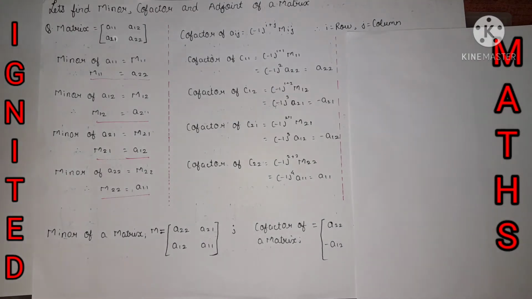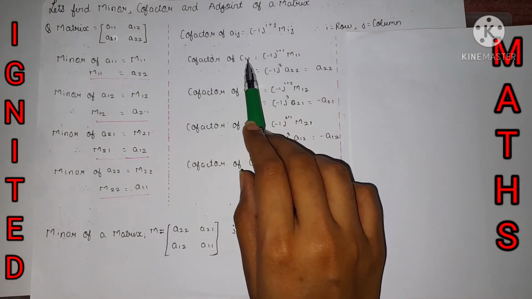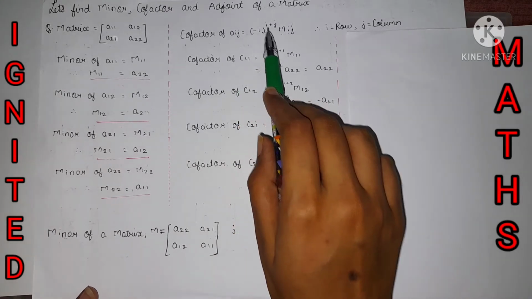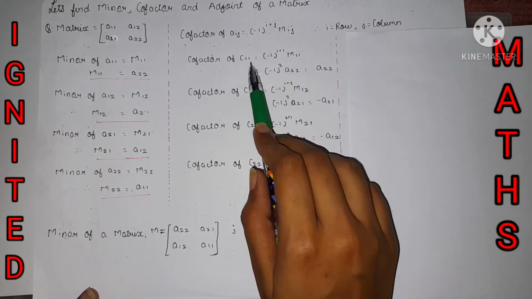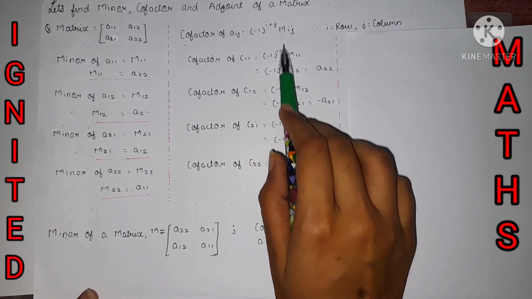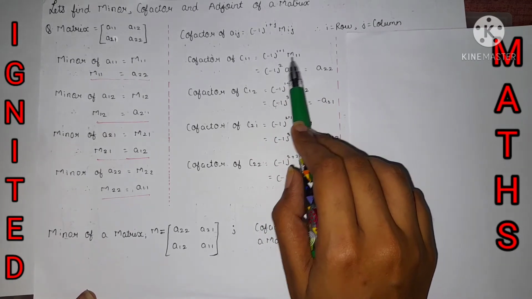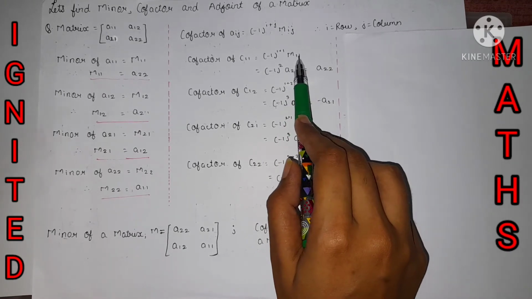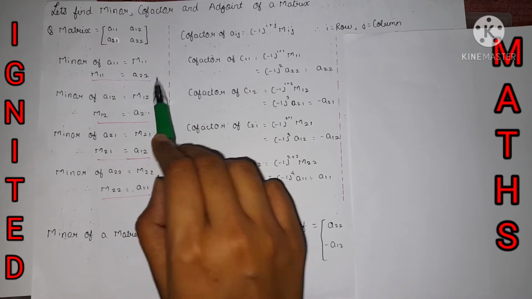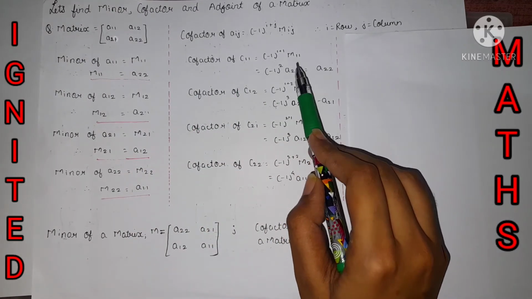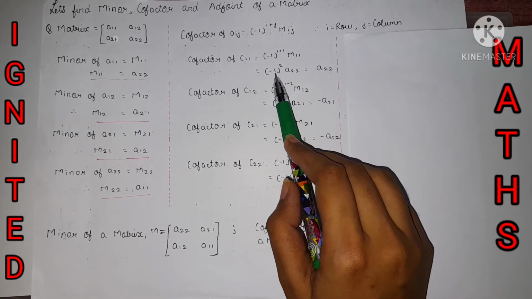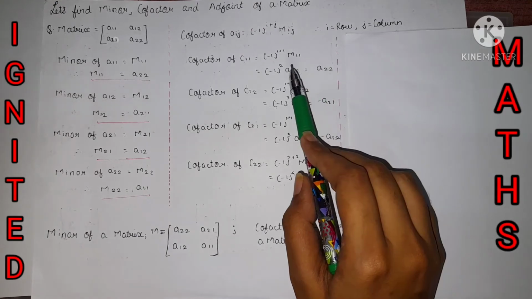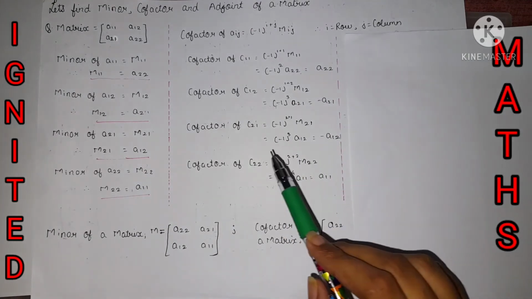Let's start with the cofactor elements, one by one. Cofactor of C11, first row first column, we are starting with it. Now the formula that we have written over here is (-1) raised to i plus j times M of ij. Here i plus j is 1 plus 1, which is 2, and M of 1 1 is the minor of 1 1, which we got as A22. Minus 1 raised to the square is positive, so we got the answer as A22. So the cofactor of C11 is equal to A22.